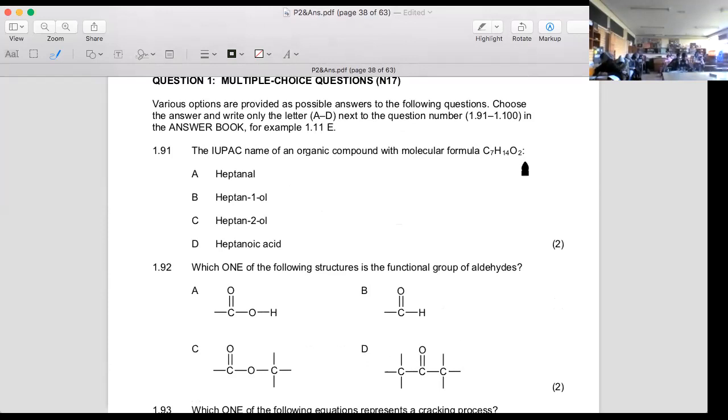Okay, let's do 191. What is significant here is you find it's got 2 oxygens. Now, which is the only one here that's got 2 oxygens? Who says A? Who says B? That alcohol has only 1. What about heptane 2-ol? Isn't there 2 oxygens? Or what about this one, heptanoic acid? Yeah, well done. You weren't fooled by any nonsense. That's the only thing with 2 oxygens.